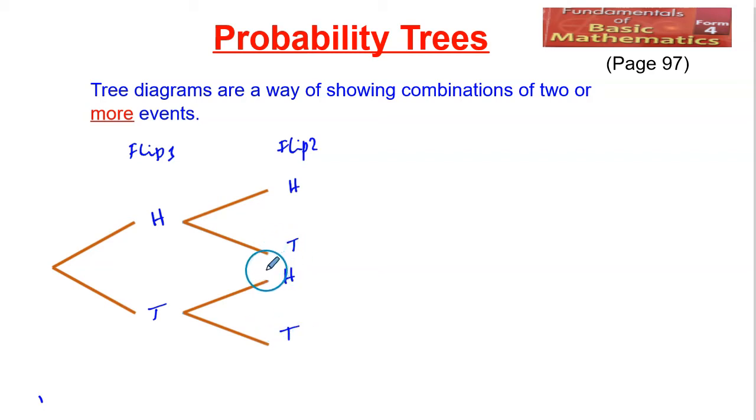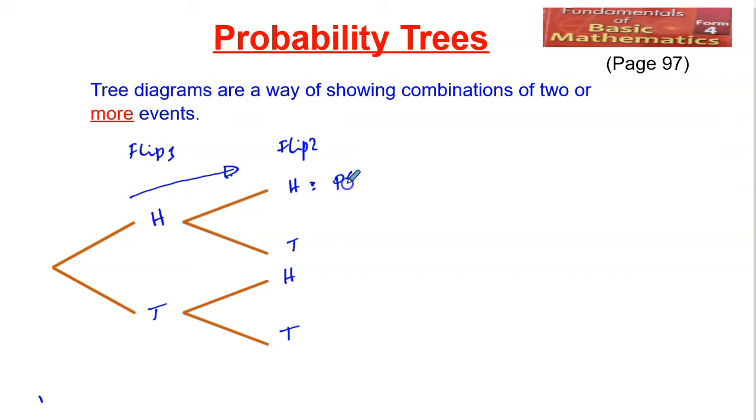So now what do we need to do after this? Well, we need to show all the different combinations. And how do we do that? Well, we follow branches across this way. So we go across. Now, because I'm doing probability, I need to write down a P.